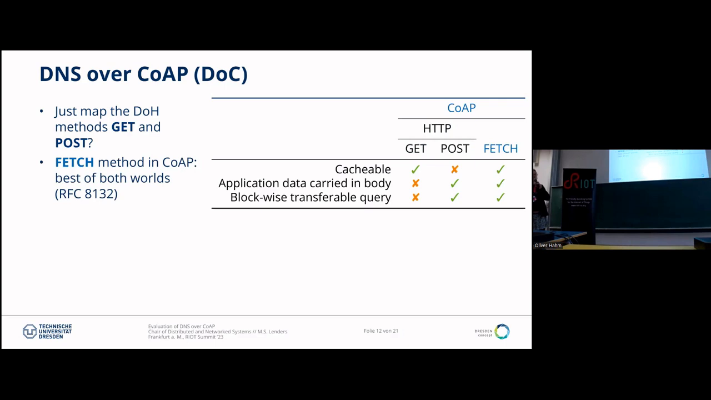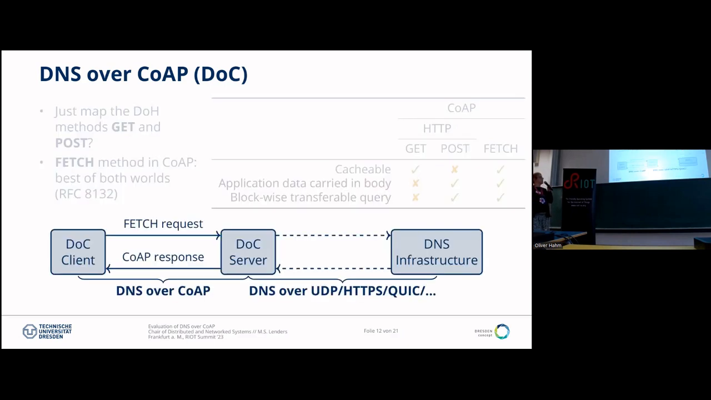So we looked into the FETCH method, which is a new method that was introduced for CoAP, which is basically the best of both worlds for semantics, because it's cacheable in our own world, and it is also carried in the payload of our packet, so we can use blockwise. And if we then look at how DNS over CoAP basically works, we transport our query in a FETCH request, and then some DoC server can use some other DNS protocol to ask its DNS infrastructure what this name translates to, and get a response back in a CoAP response.